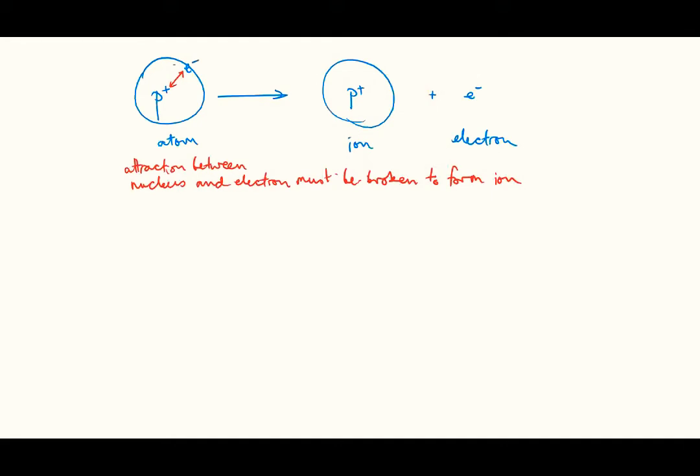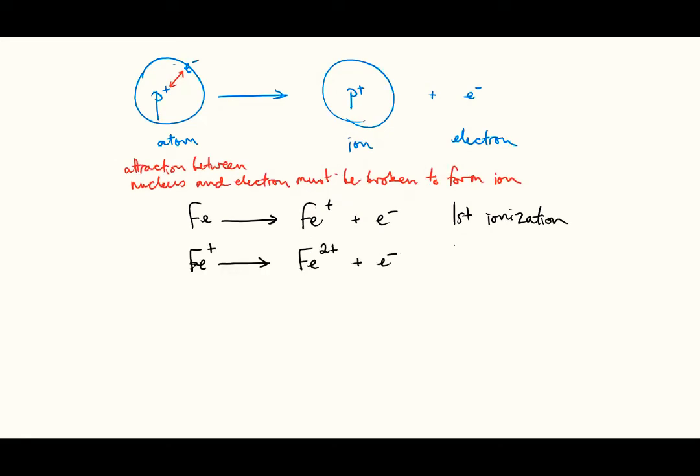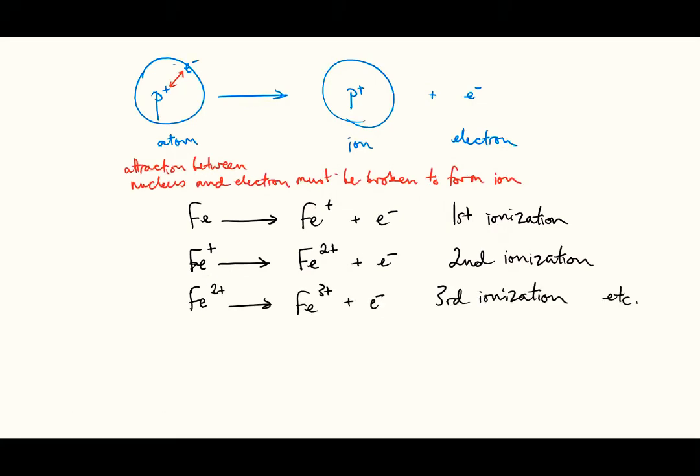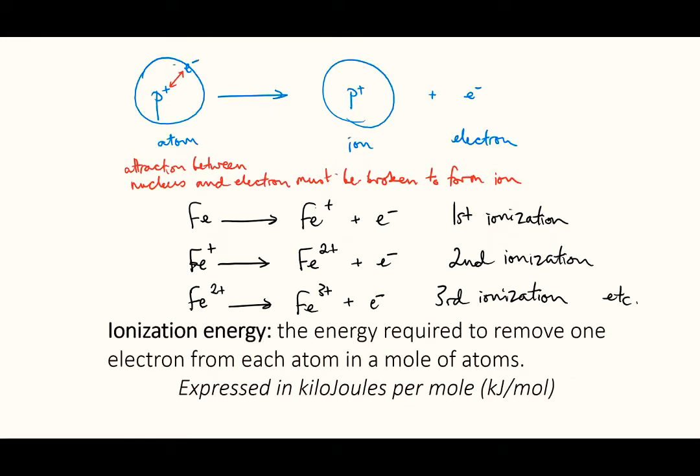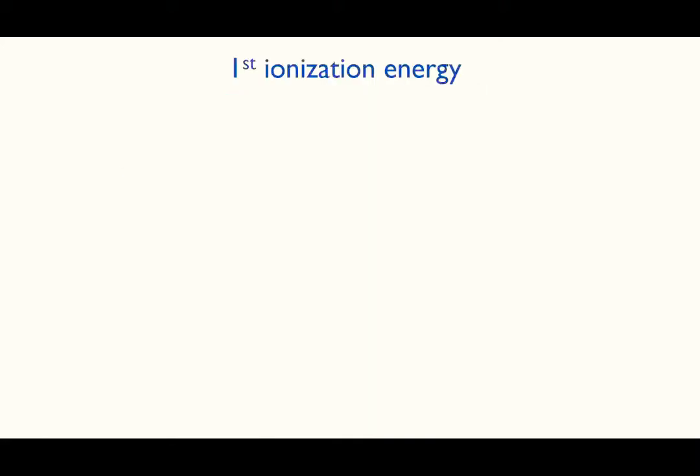This process is called ionization, and it's always endothermic. The first ionization for an atom is when you take the neutral atom and you remove one electron from it, which forms a +1 ion. As you remove successive electrons, you also have the second ionization and the third ionization and so on, until you run out of electrons. The ionization energy is defined as the amount of energy needed to ionize a mole of atoms. So it's expressed in kilojoules per mole, and different elements have different ionization energies.